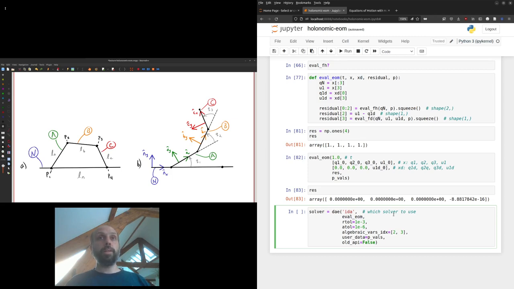You can set the relative tolerance and the absolute tolerances in the integration, and these are the default values. I'm just going to comment those out, so we'll see what it does without those set. We have to tell it which indexes, IDX, are the algebraic equations. I did it a little different than in my notes. It's actually 0 and 1, the first two in the residual, that are the algebraic equations. So let's change those to 0 and 1. We use this user data to pass in the p-vals, because I added this extra argument that is not part of the default function signature that DAE wants.